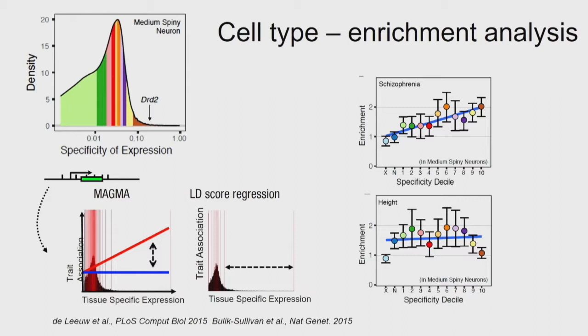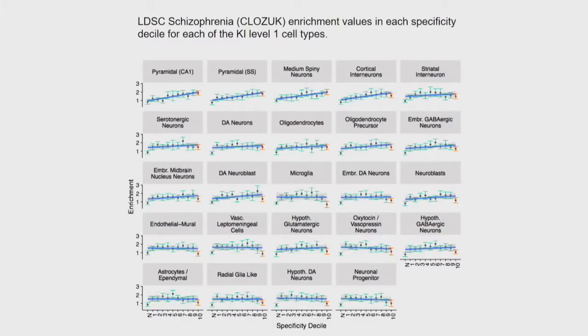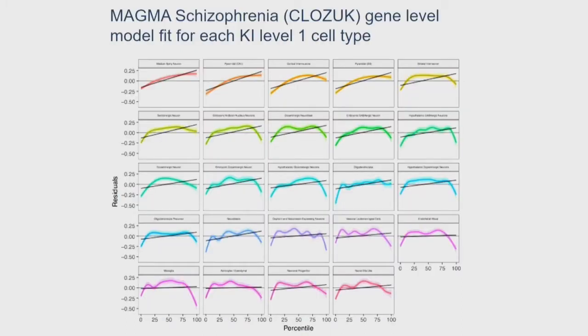And if you instead use a GWAS for height, for which we have no reason to believe that the striatum is involved, you'll see it's a flat line, and as you actually go more specific, it drops off. You see less enrichment for height. So we did this for every cell type in the brain. Here you see different examples of this. This is for the LD score regression, and then we did the same thing for MAGMA.